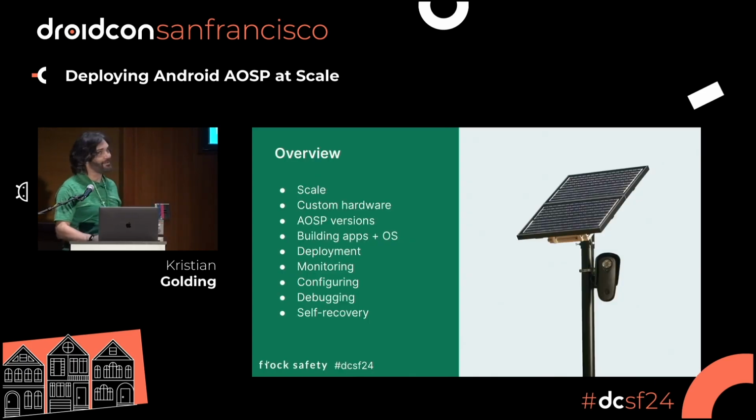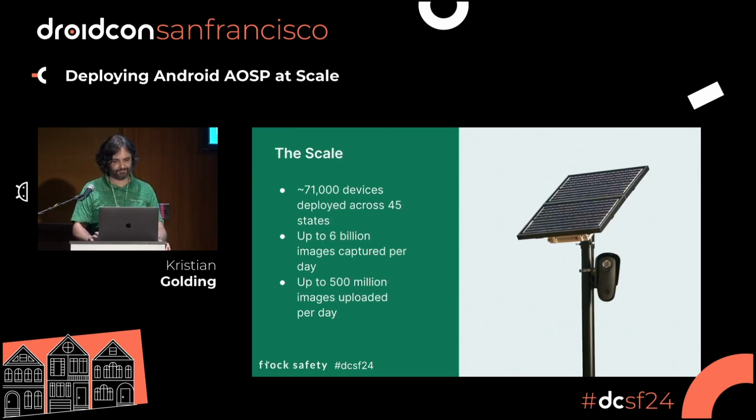I'm going to talk today about deploying Android AOSP at scale. Here is the overview though. First we start off with what is the scale of this deployment? How has Flock customized hardware? What versions of AOSP are we using? Building apps and OS for deployment. How do we actually deploy these things? Monitoring them once they're deployed. How do we configure them in the field? Debugging them. And any self-recovery techniques.